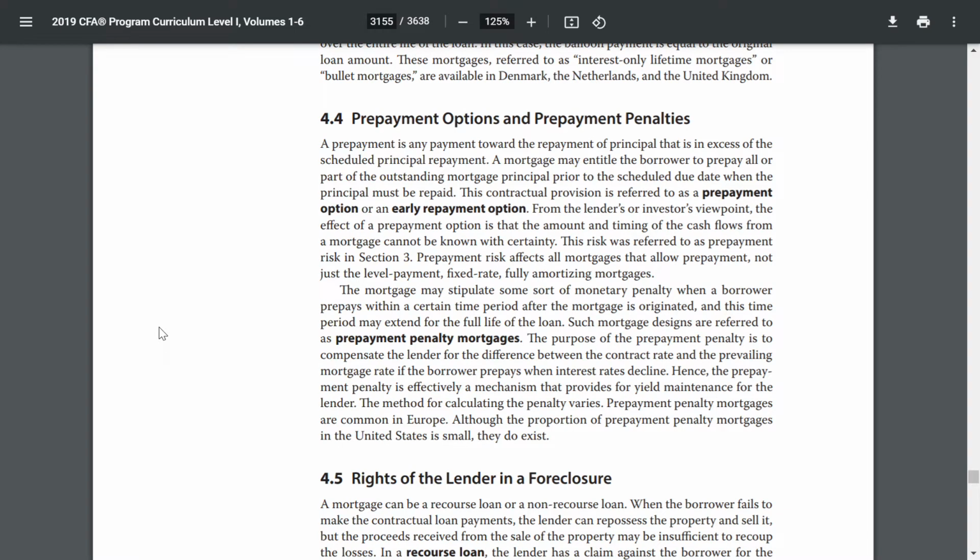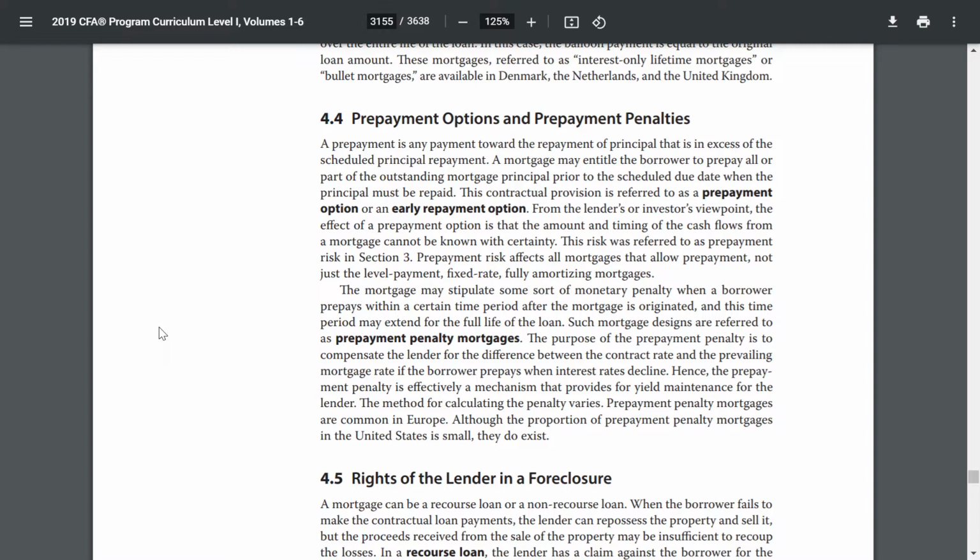Prepayment options and prepayment penalties. Prepayment is any payment toward the repayment of principal that is in excess of the scheduled principal payment. A mortgage may entitle the borrower to prepay all or part of the outstanding mortgage principal prior to the scheduled due date when the principal must be repaid. The contractual provision is referred to as the prepayment option or the early repayment option.